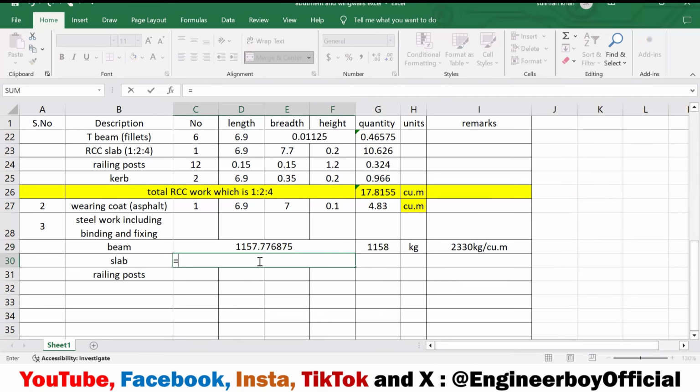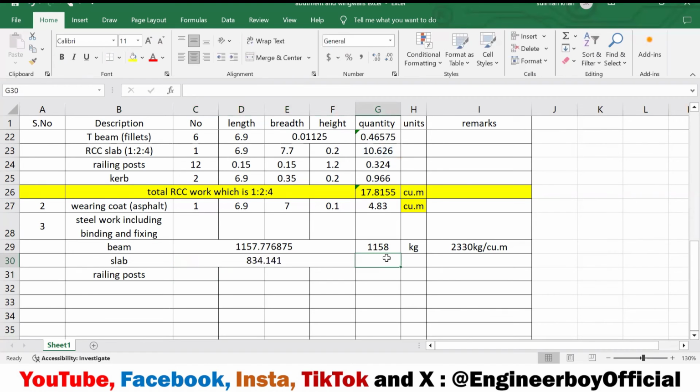So I can say 0.01 of what? Of the quantity of RCC slab, which is this thing. And then, of course, we can multiply this with the density or the unit weight, which is 7,850. That's going to give me the kgs, which is 835. I'm rounding the figures. Just a second.